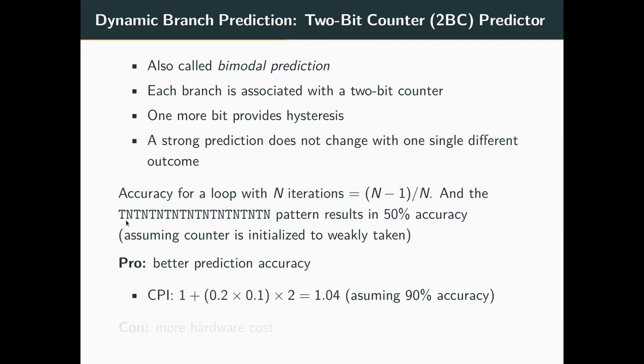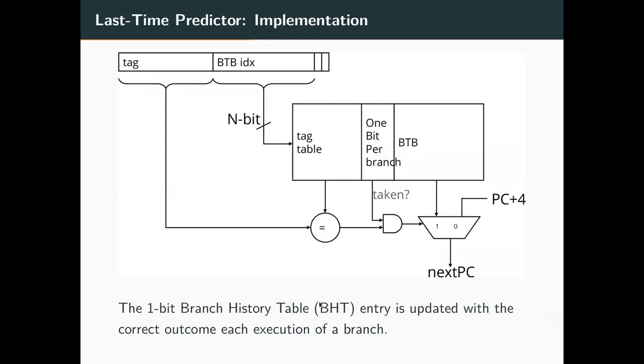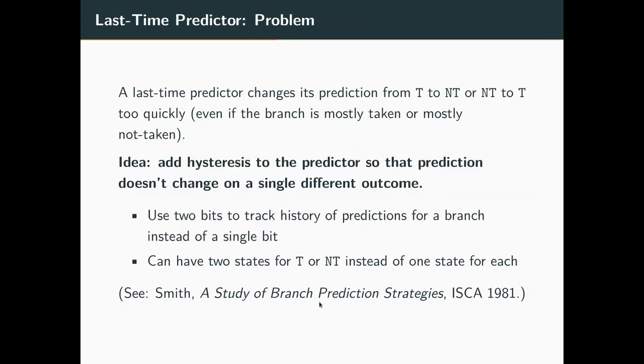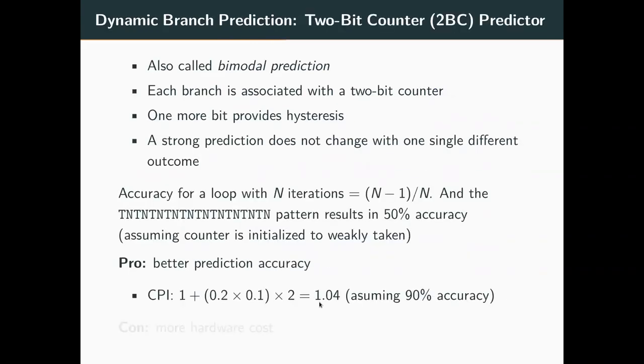So the pros to this, obviously, we get better prediction accuracy with the additional bit. So let's just assume now we're up to 90% accuracy, which is pretty accurate to what you will see in the real world with 2-bit counters. And I don't know if you guys remember, but the CPI from last time was 1.06. Now we're down to 1.04, which is much better.